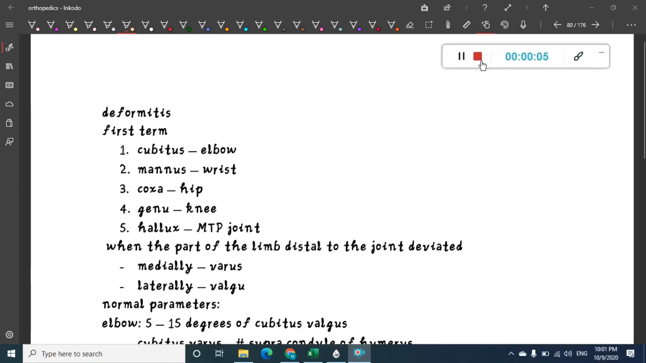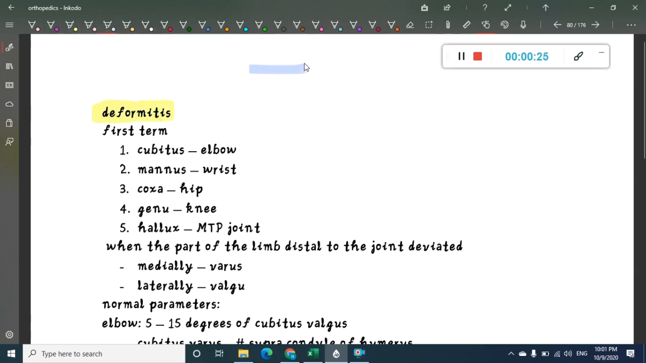Okay, in this chapter let us now learn some points about deformities. We have different types of deformities which are available. So we can call the deformities as the first term.